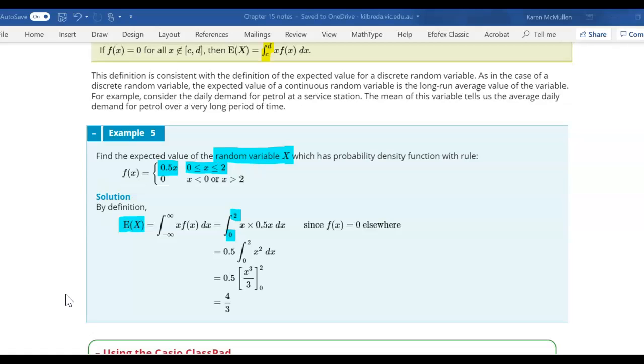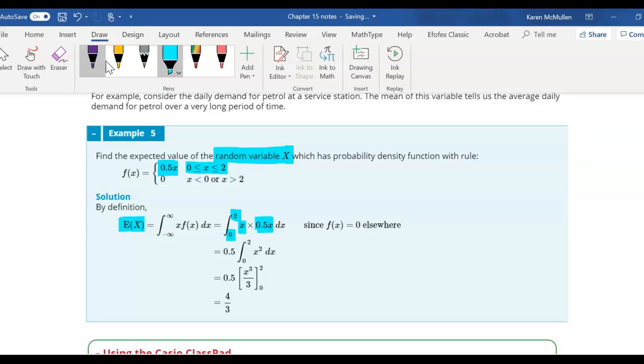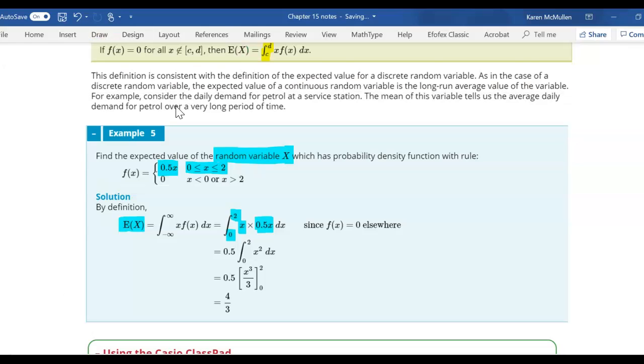So you can see the definite integral. We've got x because we're finding the expected value just of x. And here's our hybrid function, 0.5x, which came from the question. So that's put in there. And we're finding E of x, so that's why we've got the x here. And then we're going from 0 to 2. So hopefully that all makes sense.